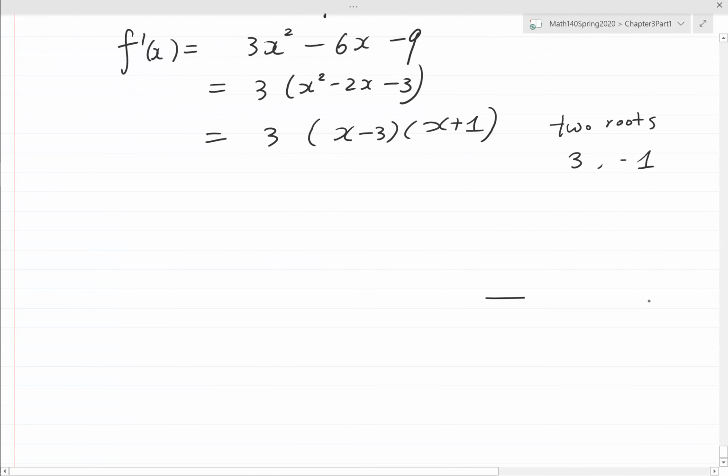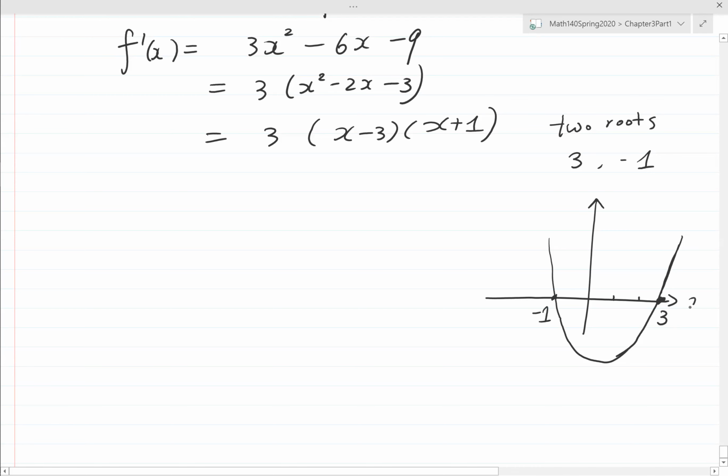Now its leading coefficient is 3, which is positive, so it's concave up. So it actually looks like this, with negative 1 and 3 on the axis. This point is 3, and this point is negative 1.